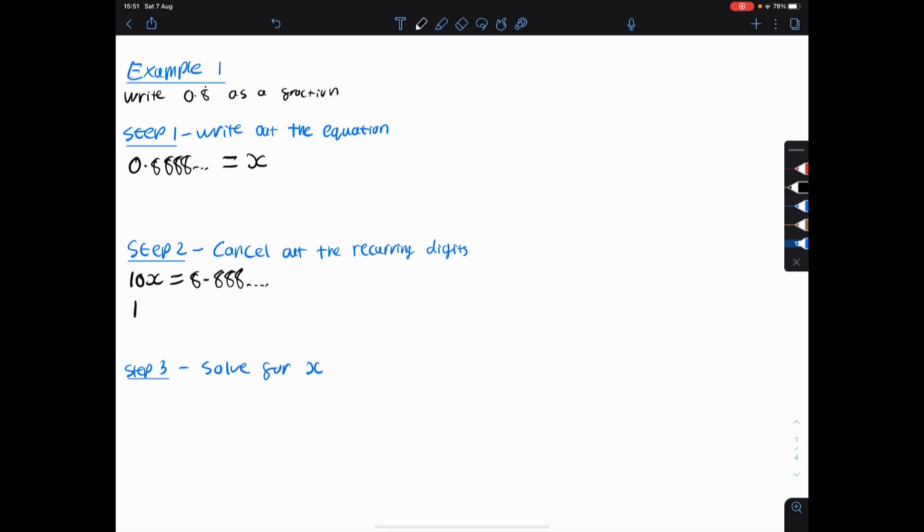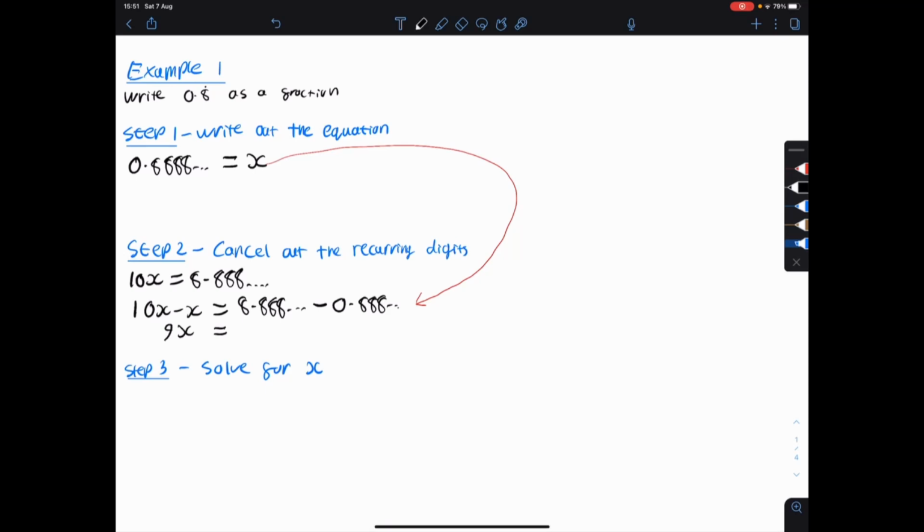So on the left hand side, we'll have 10x take x. And on the right hand side, we'll have 8.8 reoccurring take 0.8 reoccurring, which has come from this equation. We're taking x from each side. So on the left hand side, we're going to have 10x take x is 9x. And on the right hand side, we're going to have 8.8 reoccurring take 0.8 reoccurring. And that 0.8 reoccurring decimal is just going to cancel out, and we're just going to end up with 8.